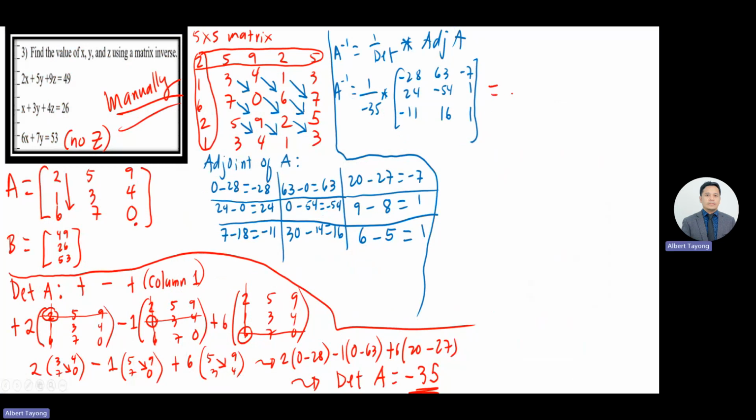Okay, so here we have to put the answer. You can use your calculator, of course. 1 over negative 35 times negative 28. In your calculator, we can divide this one by 7. Yes, so see, negative 28 divided by 7. So 4 over 5. And then we have 63 over negative 35. You can divide again by 7. So it will become negative 9 over 5.